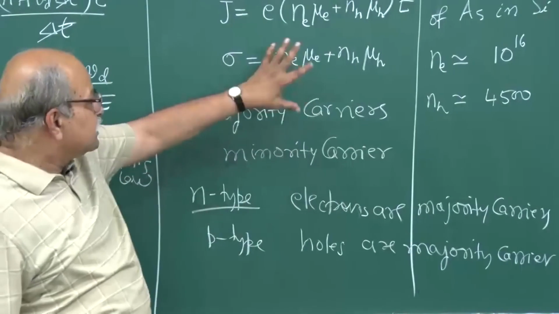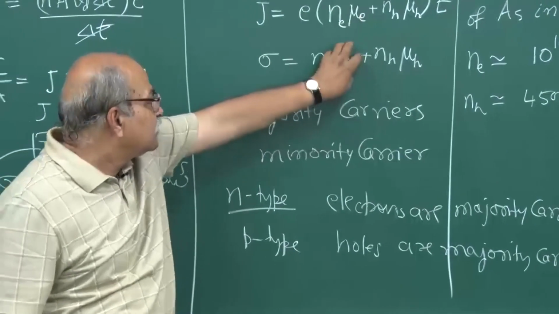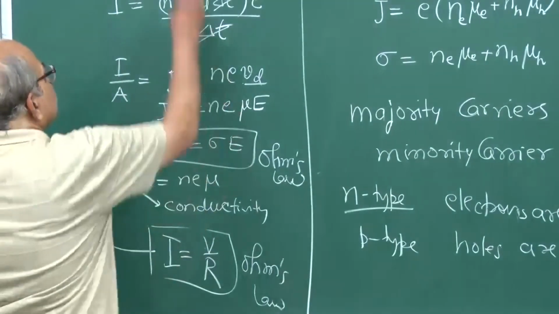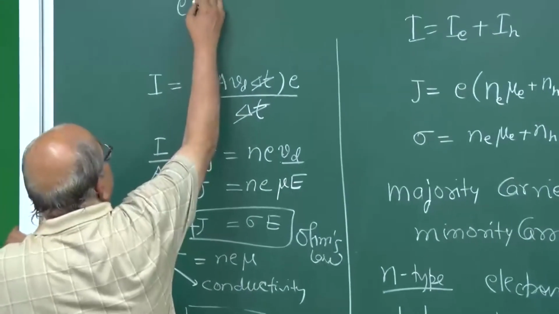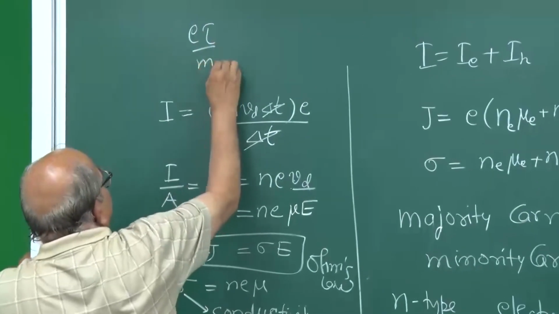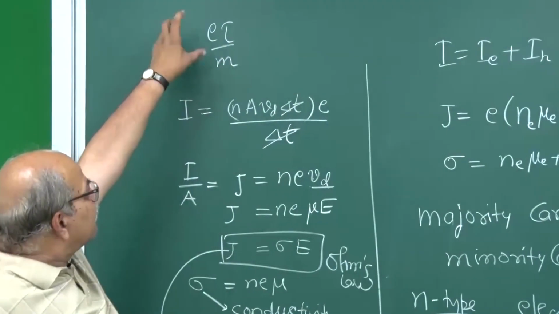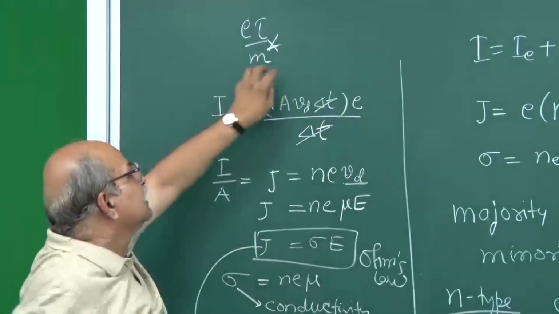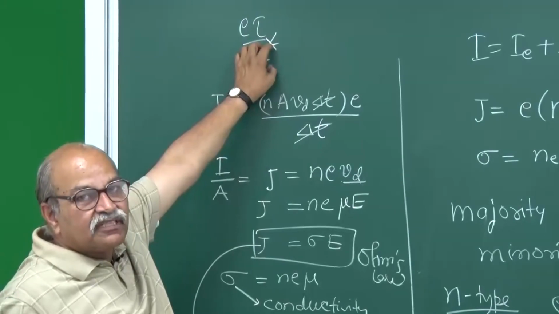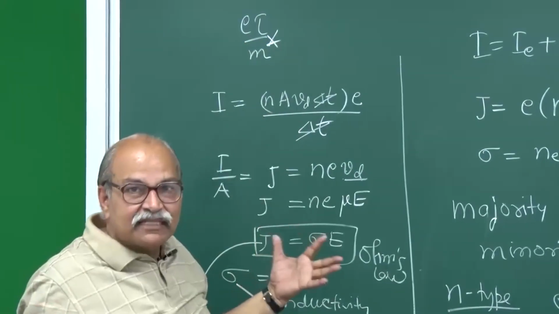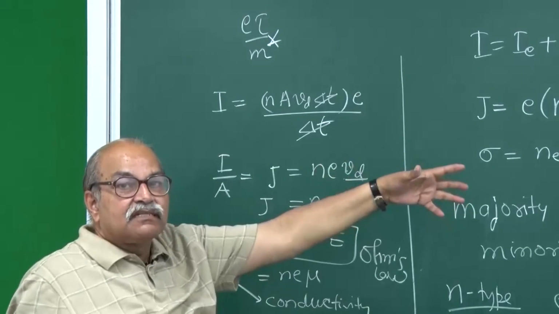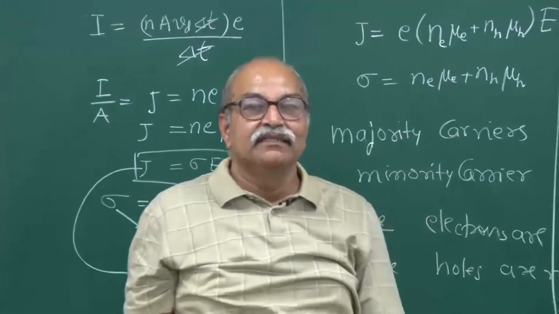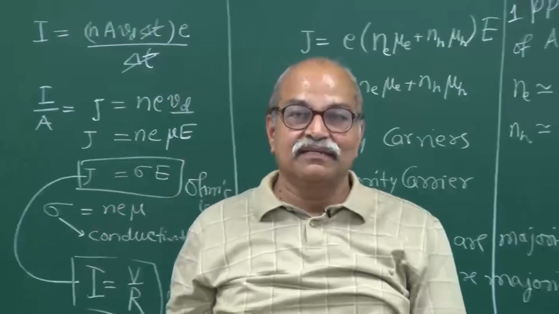So whichever is important, one can take that. And once again, mobility for metal, we have seen that it is like e times tau divided by m. So of that order you can take that for semiconductor also, but always remember that you will have to put effective mass in place of mass if you want to do some order of magnitude calculations of this conductivity. So that is how conduction takes place in doped semiconductors.